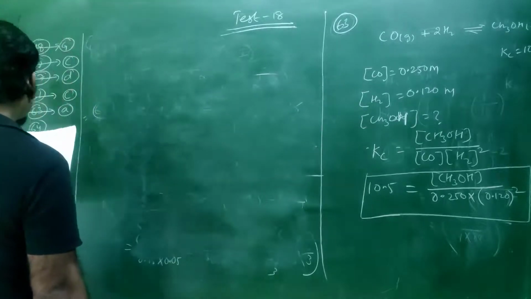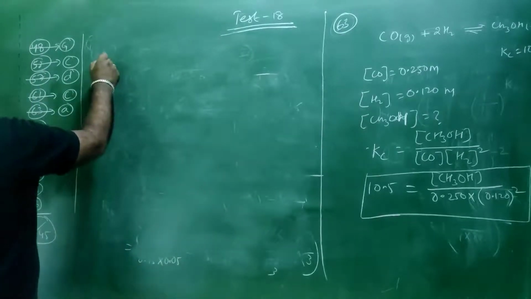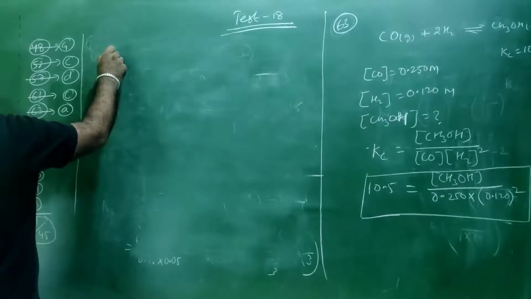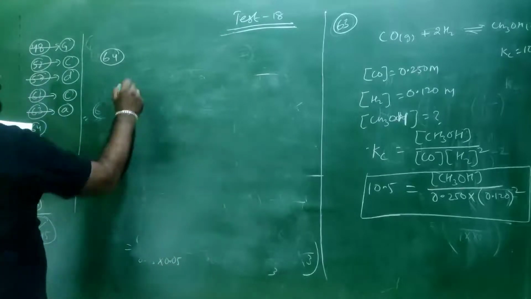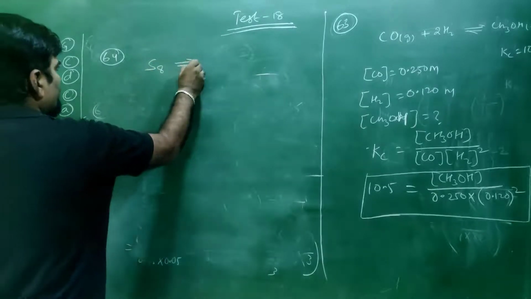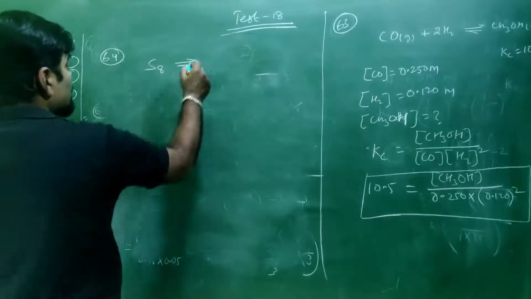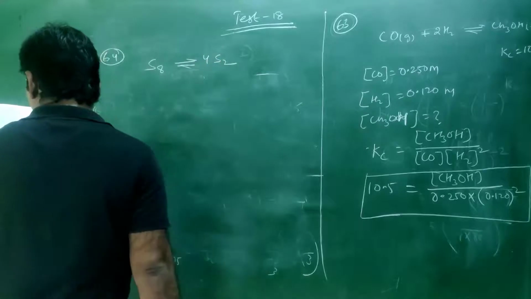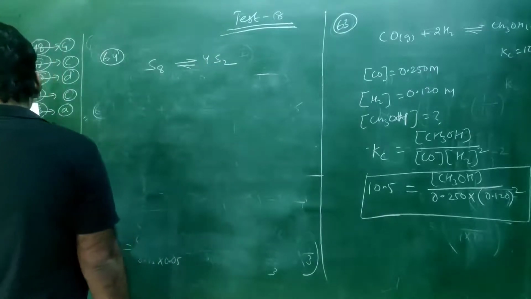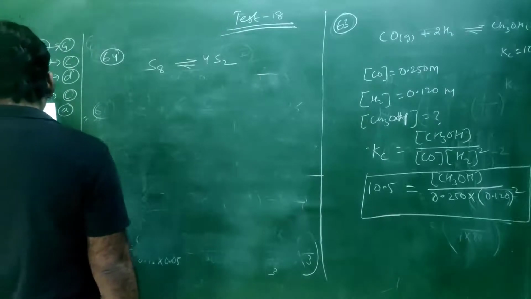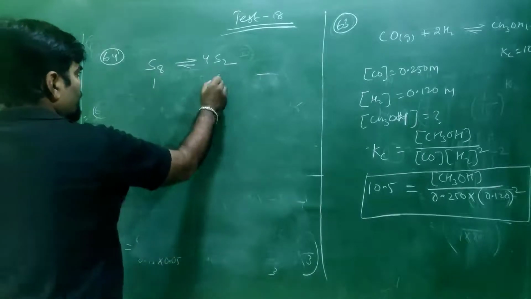Then question number 64. Question number 64 is, when sulfur in the form of S8 is heated, it gets converted to S2. S8 gives 4S2. Now S8 is converted to this and the pressure falls by 30% from 1 atmosphere. So initially the pressure is taken as 1, and S2 was 0.